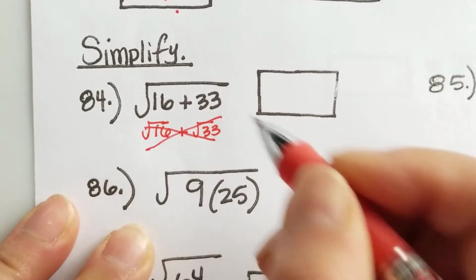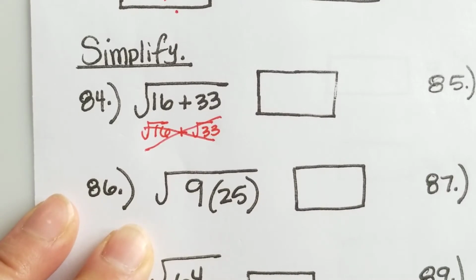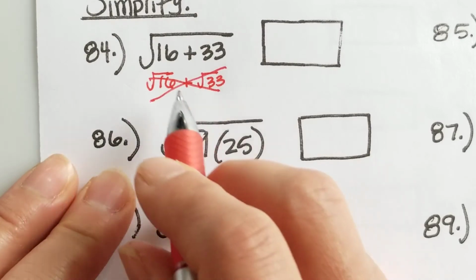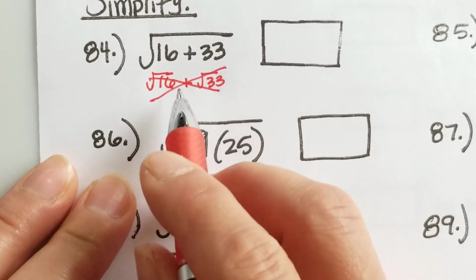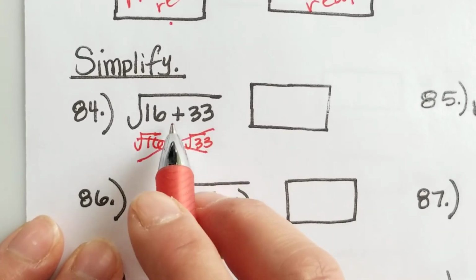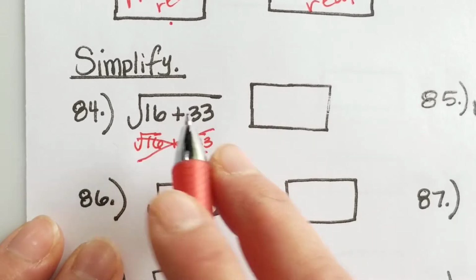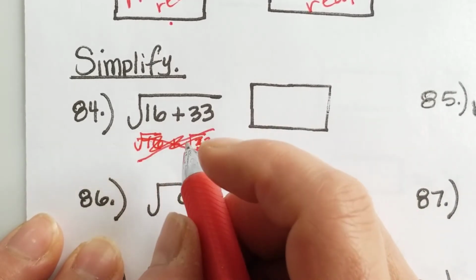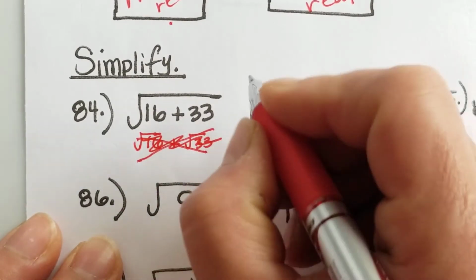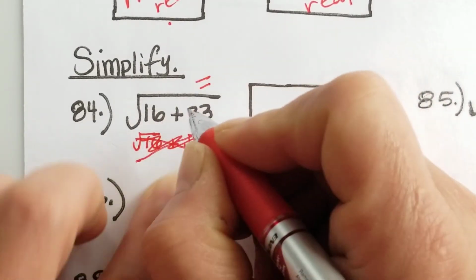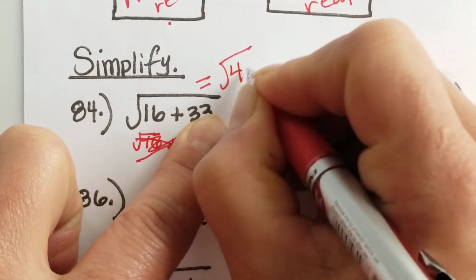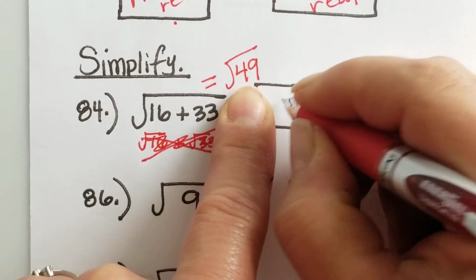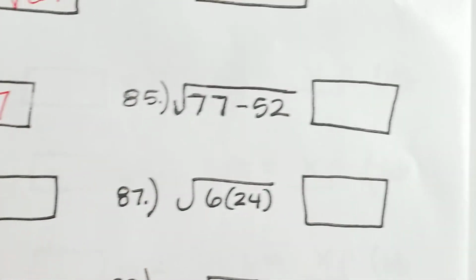That's not right. The only way you can do that is when you multiply, like down here. Then you can pull those out and multiply those together. But you cannot do that with adding inside of a radical like that. So you must add these first, and you get 49. So the square root of 16 plus 33 is the square root of 49, and that is a perfect square because 7 times 7 is 49.